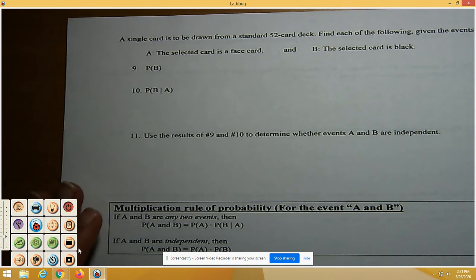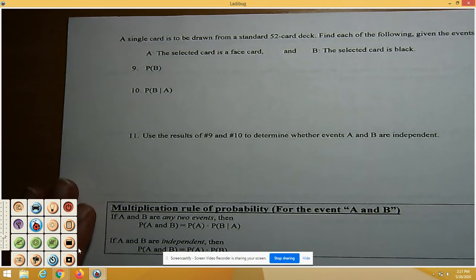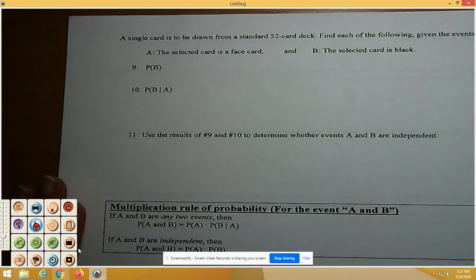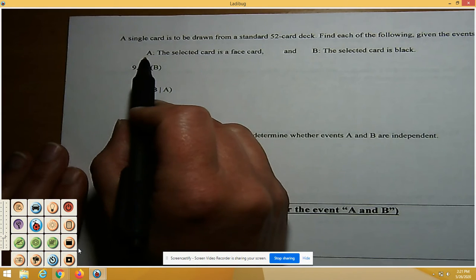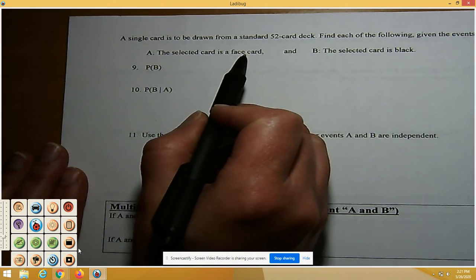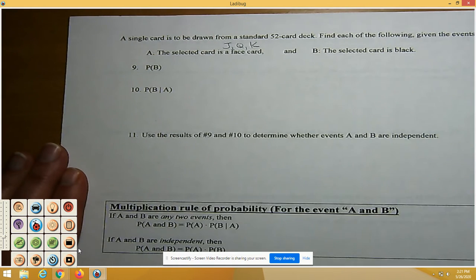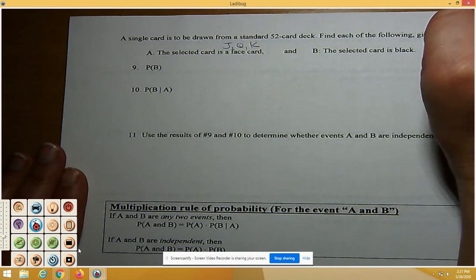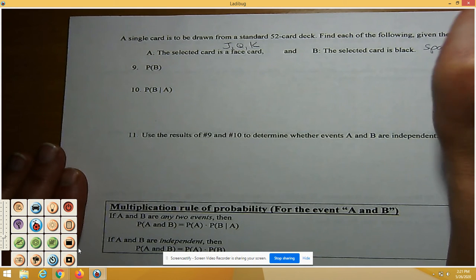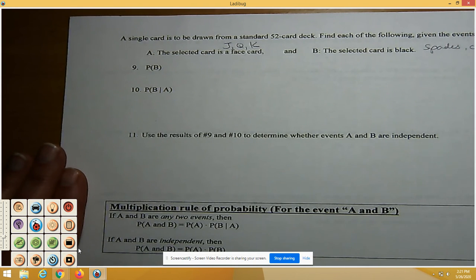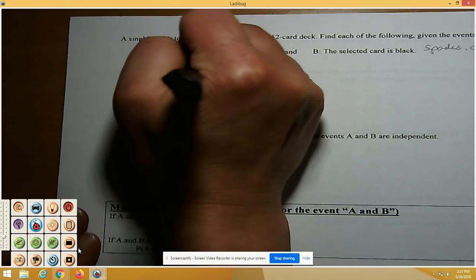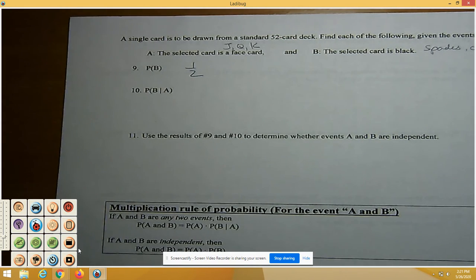A single card is to be drawn from a standard 52 card deck. Find each of the following given these events. Event A is the selected card is a face card. Remember, Jack, Queen, King are face cards. And then there are 26 black cards, so the spades and clubs. Okay, so the probability of B is going to be 1/2. Half the deck is black.